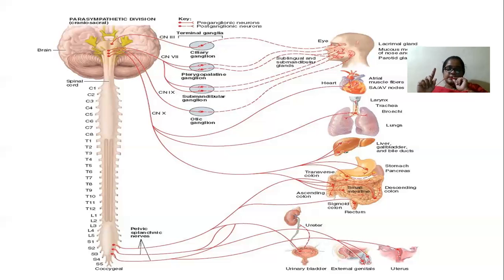In the sympathetic nervous system, two ganglia are there. In the parasympathetic nervous system, only the terminal ganglion is there, and in the parasympathetic nervous system the terminal ganglion is very close to the organs.